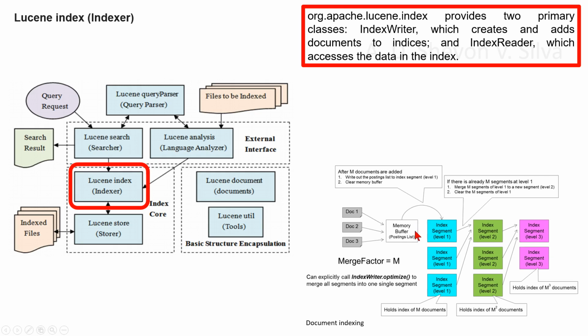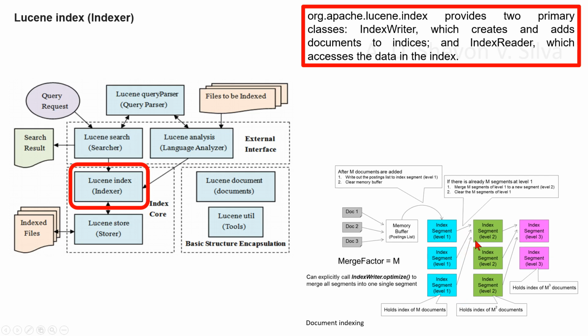As more and more documents are inserted into the memory buffer, it will become full and will be flushed to a segment file on the disk. In the background, when M segments have been accumulated, Lucene merges them into bigger segment files.